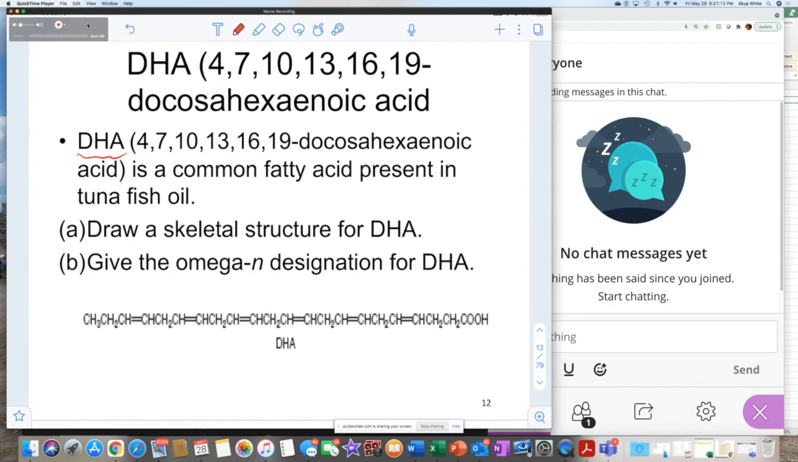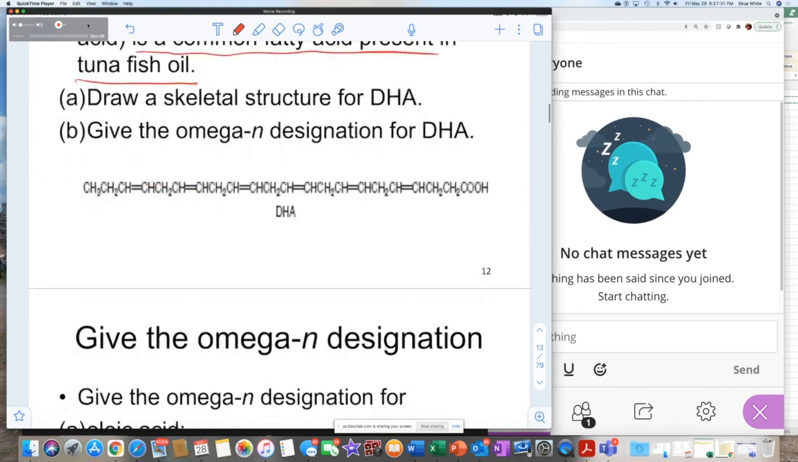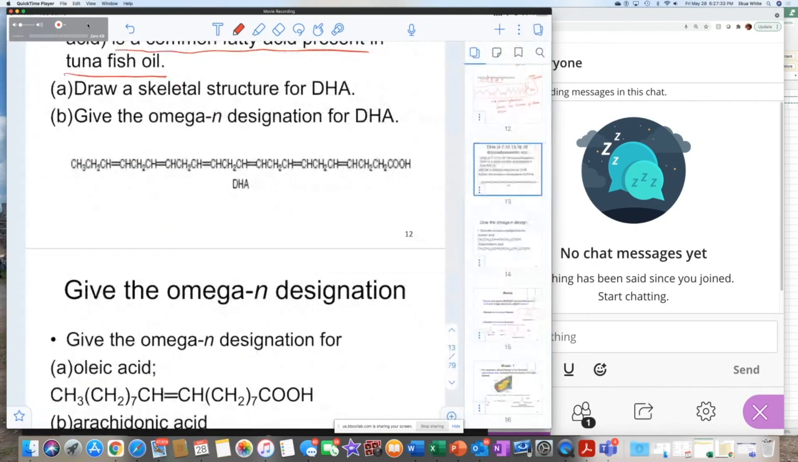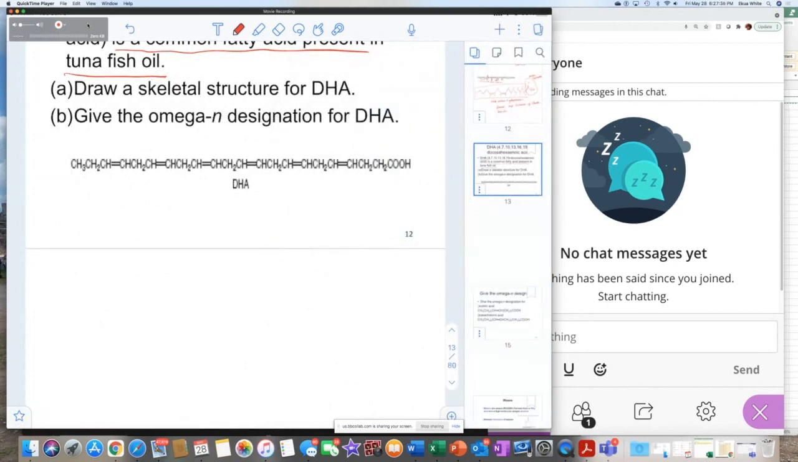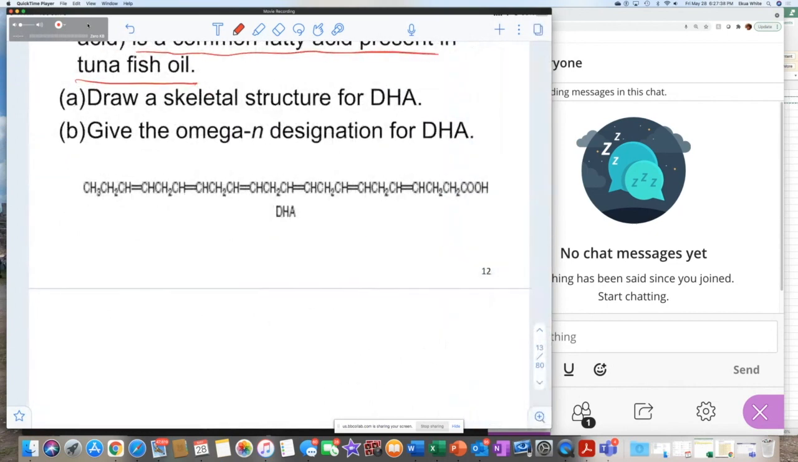Okay, so the technical term for DHA is 4, 7, 10, 13, 16, 19 docosahexaenoic acid. Say that very fast. This is a common fatty acid present in tuna fish oil. Draw the skeletal structure for DHA. So they gave you DHA. This is DHA right here. Once again, really? We got to do this? I guess I added it here. I could have taken it off, but I added it here.